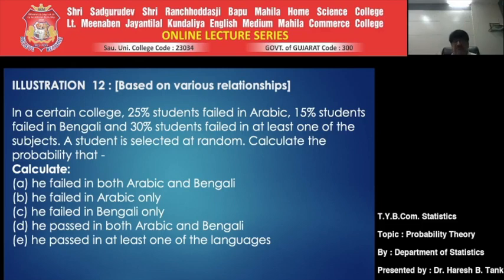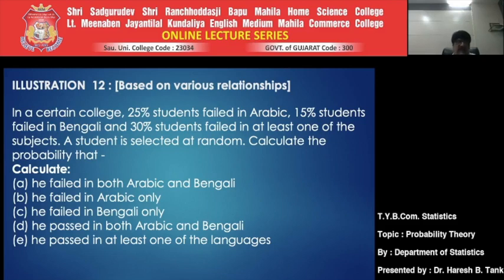So these three pieces of information are given to you. Probability of A is 0.25, probability of B is 0.15, and probability of A union B is 0.30. Fine enough. Our intention is to get the first one: he failed in both Arabic and Bengali. Fine enough.